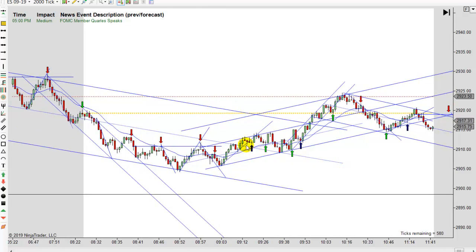Another double bottom there with a double test. Notice that low. You test it once, you test it twice. Plus, it's off the midline EMA. It's not a perfect signal bar, but you may take that one.